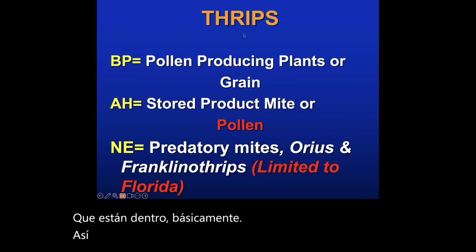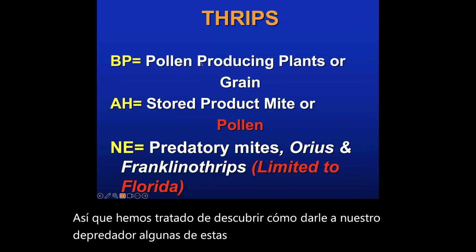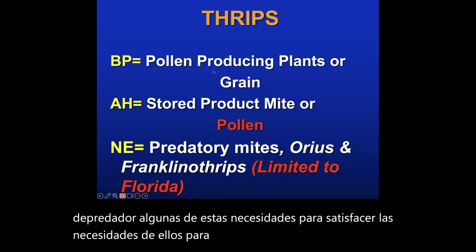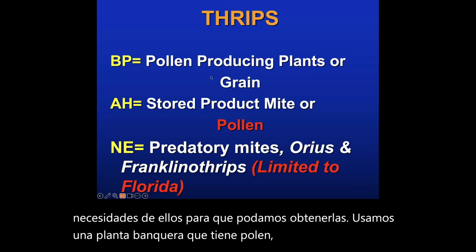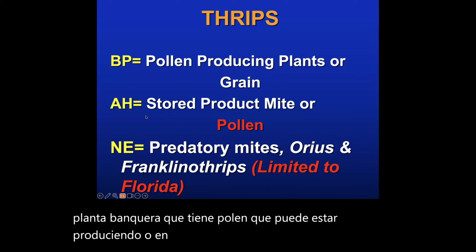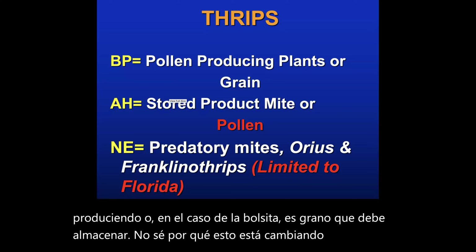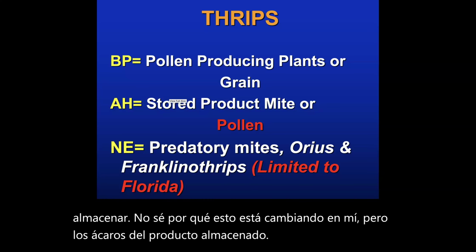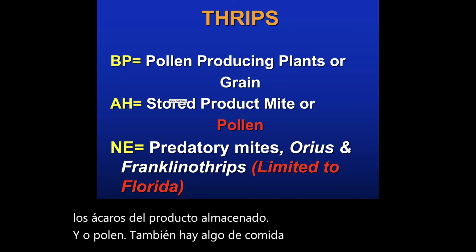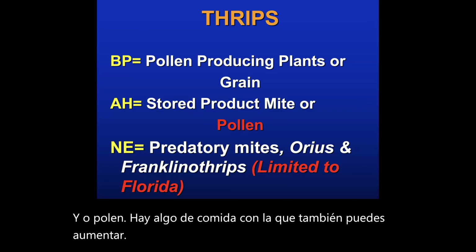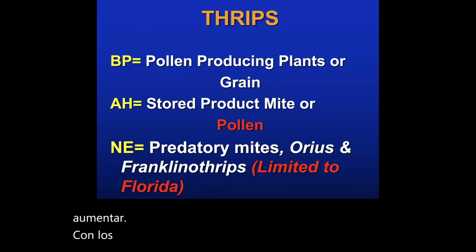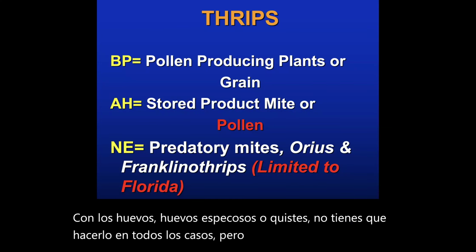So we've tried to figure out how to fulfill some of these needs for our predators. We use a banker plant that has pollen it may be producing, or in the case of the sachet, it's grain. Stored product mites and/or pollen are some of the food. You can also augment with Swirskii eggs, or cysts. You don't have to in all cases, but in some plants, this might be warranted.